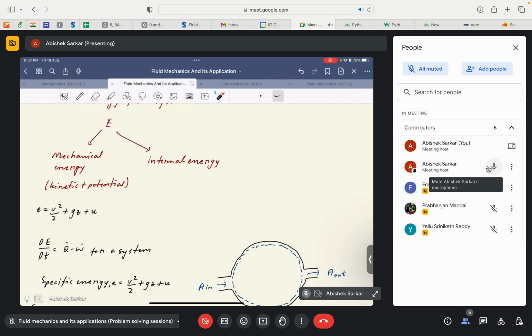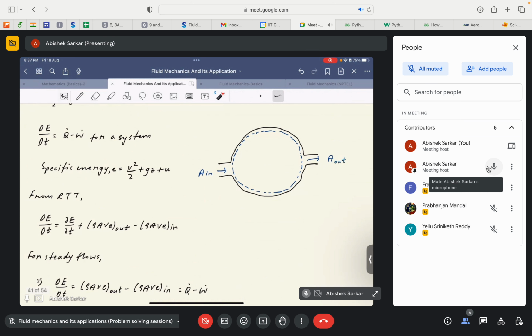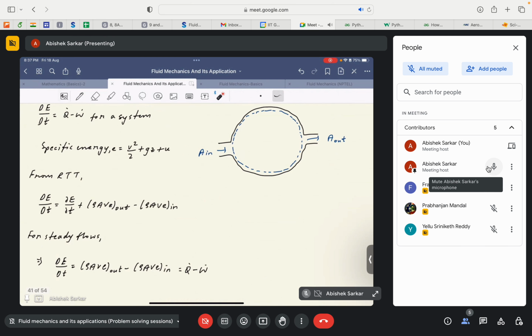So I'll go through it quite fast, okay? And if you have any doubt, please go back to the lectures. So again, the energy per unit mass can be written in this form. If we implement RTT to the energy conservation, this is the form that we get.